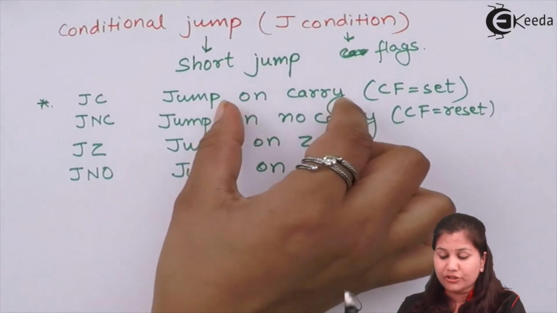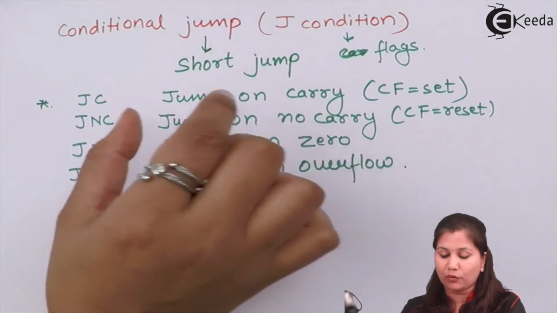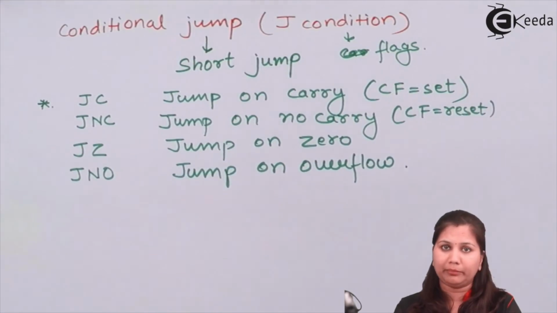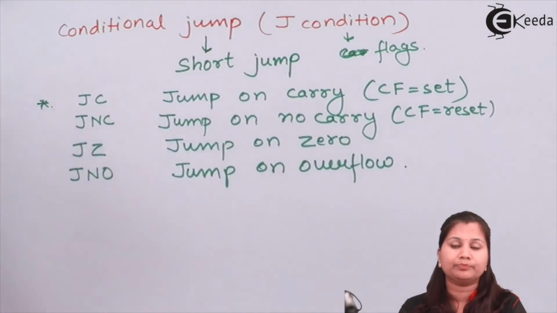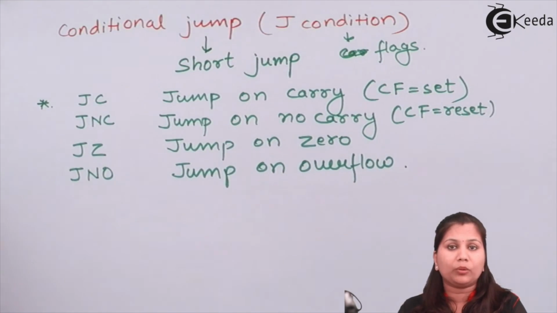Now when this condition is true, then only the microprocessor will jump. If it is false, then the microprocessor is not going to jump to another memory location, and it jumps in the same segment.